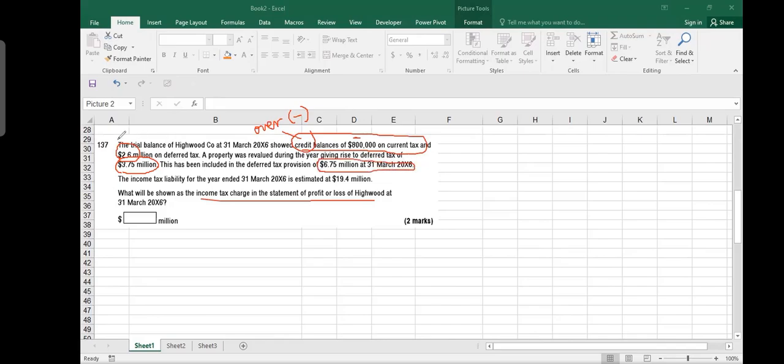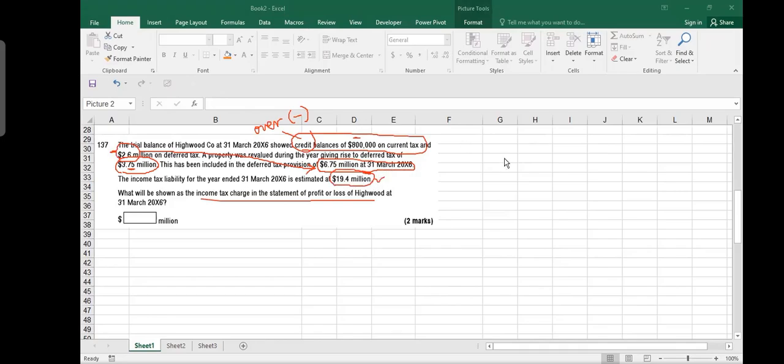So what is happening? You had actually 2.6 million deferred tax from the last year and 6.75 million from the current year. So the difference of these two is actually the movement in your deferred tax. But you should be careful that within this difference, some of the difference belongs to property revaluation. This 3.75 is property revaluation. We need to treat it separately. I will show you why. Right now, I'm just explaining you the numbers. And then it says the income tax liability for the year ended 31st March 2006 is estimated at 19.4. So your current year tax is 19.4 million.